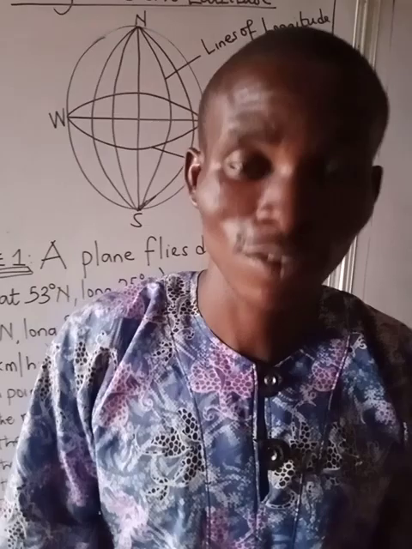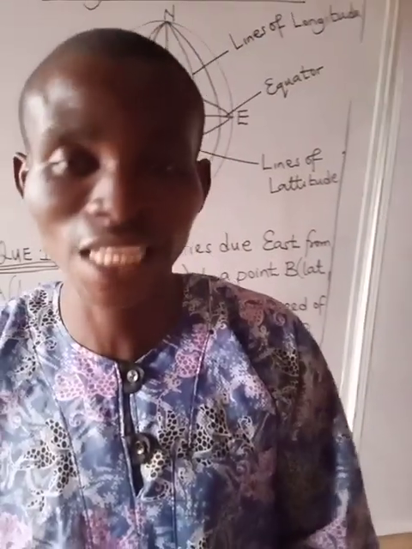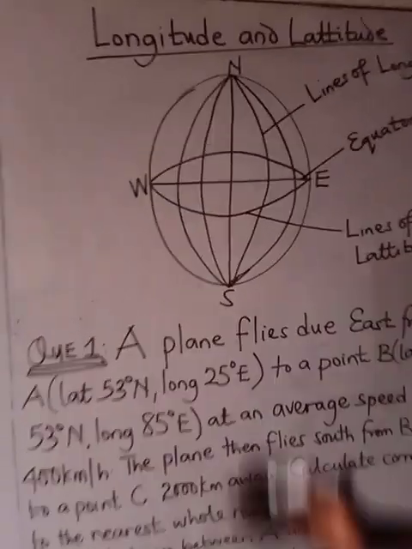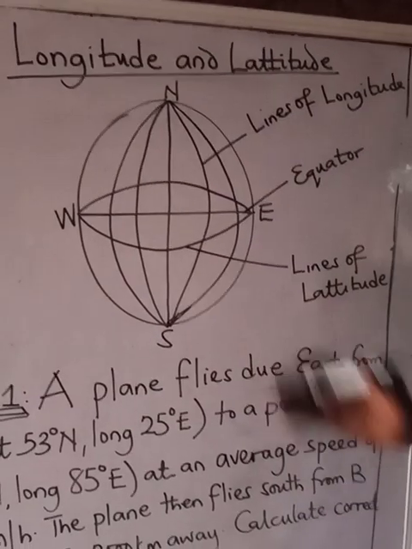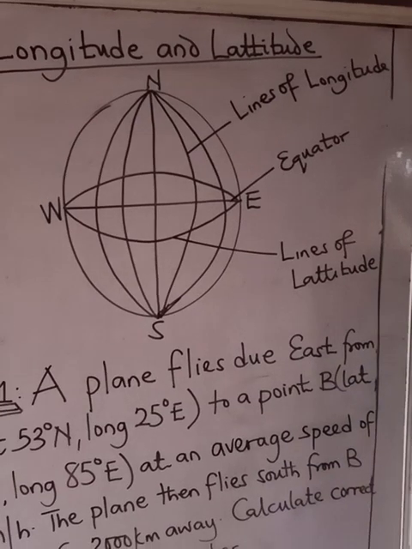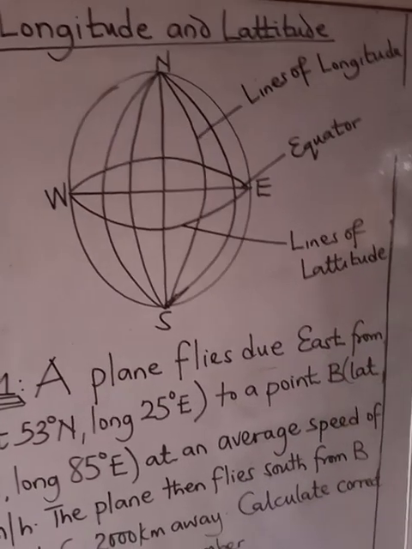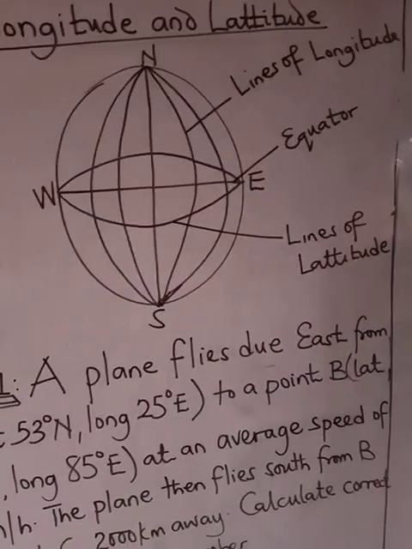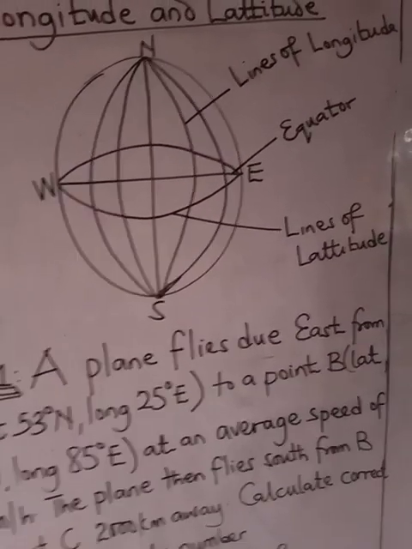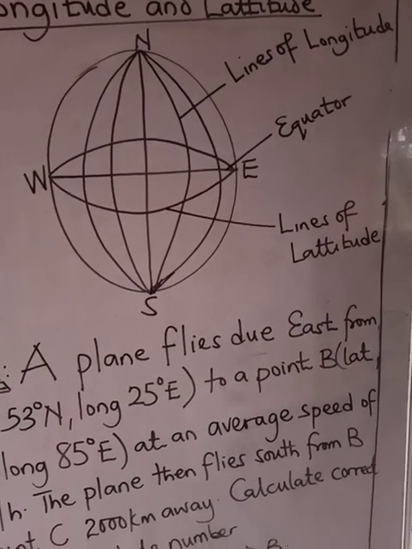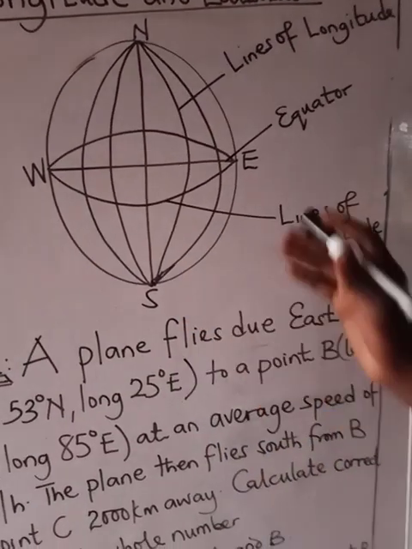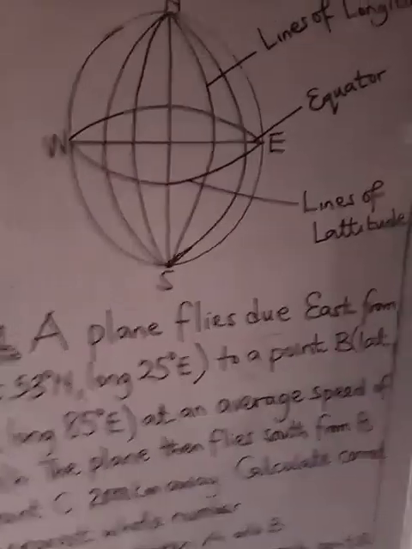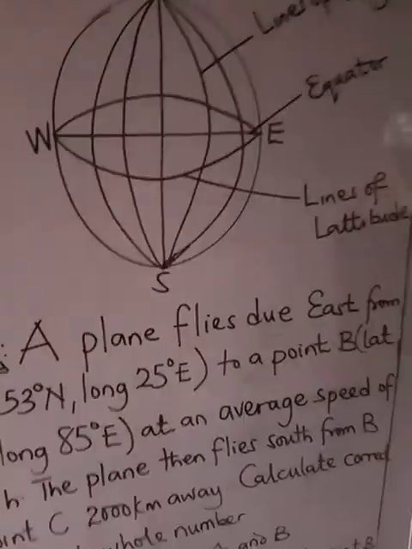So today we are considering longitude and latitude. Longitude and latitude, and like you see in the sketch, lines of longitude and lines of latitude. So you can see them there. The lines of latitude run from west to east. Lines of longitude run from north to south. All right.